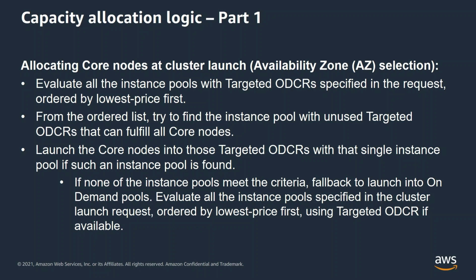If none of the instance pools meet the criteria, EMR will fall back to launch the core nodes into the on-demand instance pools sorted by the lowest price instance first, and it will use the targeted ODCR instances if available for that instance type.